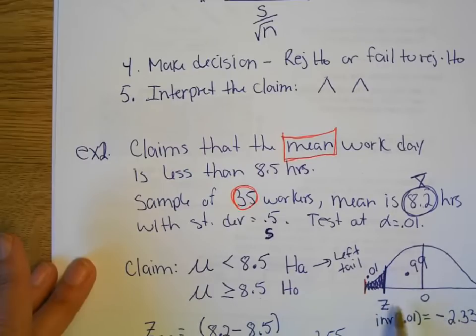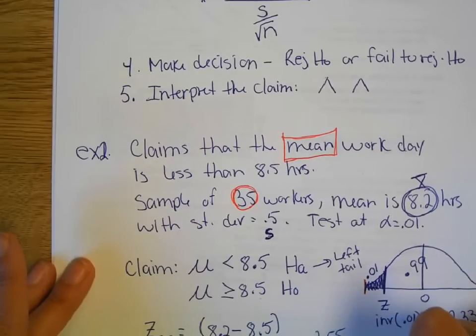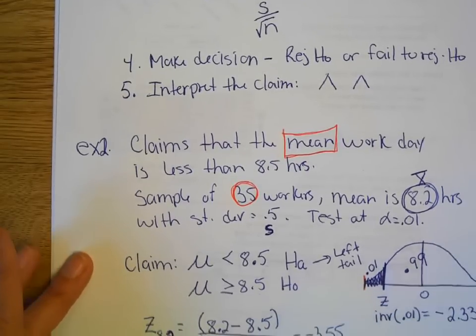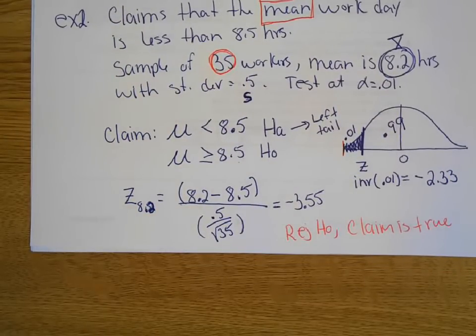See, the shaded starts at negative 2.33. Okay. The answer, just reject Ho. Claim is true. It's a two-part answer, one for each part. 1 point for each part.